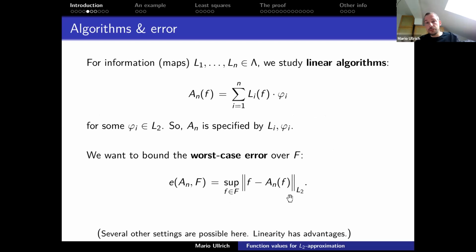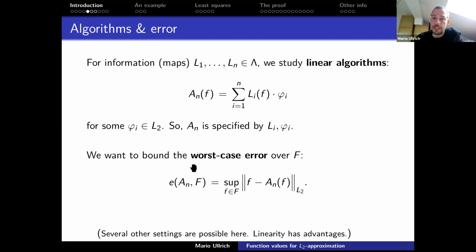Okay. What we want to do then is we want to use this information and build it together to an approximation. And here also, that's a real restriction. I'm only considering linear algorithms in most of the talk. So I have clearly no time to speak about nonlinear algorithms here, but we also have results for that. So linear algorithms are of this form. You take your information mappings and the algorithm computes all these n pieces of information and builds them together in a linear manner, right? So every algorithm is specified by information mappings and reconstruction functions.